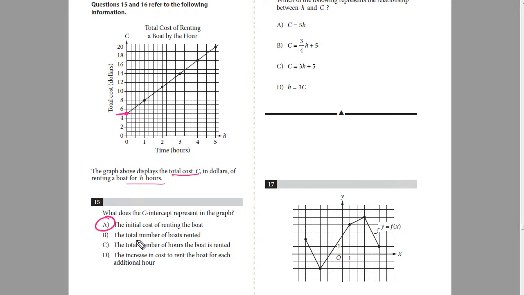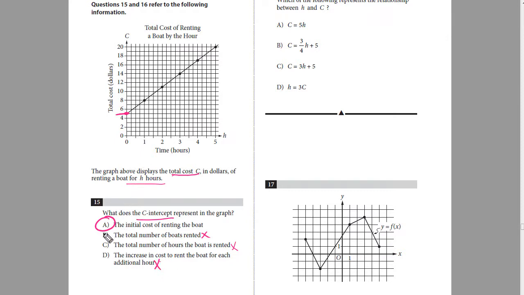Now let's go through the other options as well. The total number of boats rented, no, because this graph shows the number of hours and the total cost for renting one boat. The total number of hours the boat is rented, no, because the C-intercept represents the cost, not the total number of hours. So this is also an incorrect option. The increase in cost to rent the boat for each additional hour. It will be, but not at time t equal to 0, so this will not be the correct option.